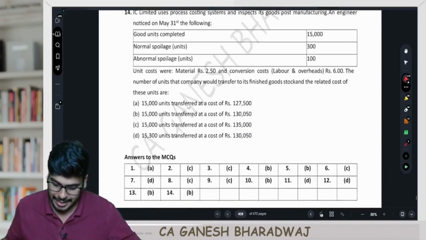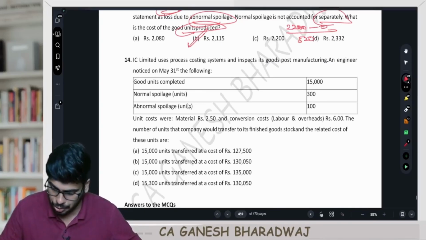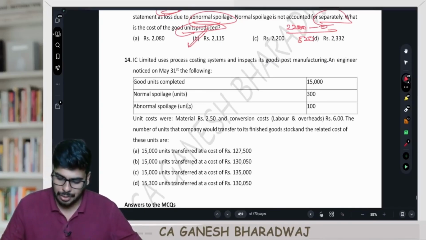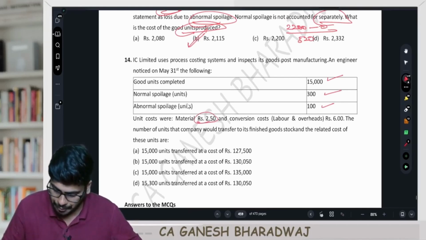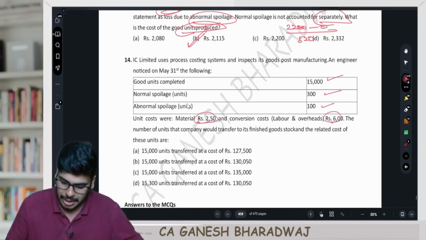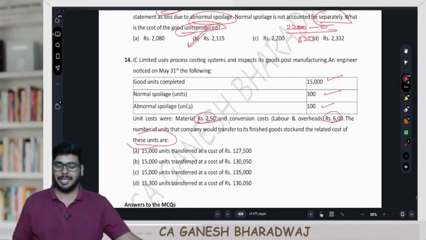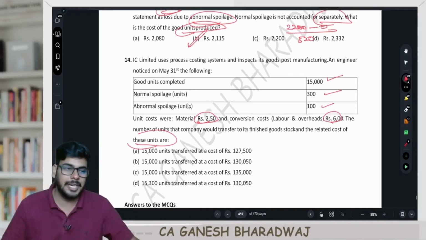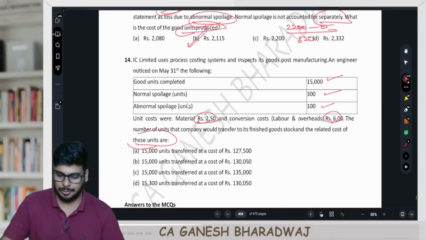Clear with this. Next, IC Limited uses process costing systems and inspects its goods post manufacturing. An engineer noticed on May 31st the following: good units completed 15,000, normal spoilage 300, and abnormal spoilage was 100. The unit costs were material 2.5, conversion cost, labor and overheads 6 rupees. The number of units that the company would transfer to its finished stock and the related costs of these units are A, B, C, D. They are asking you to find out the value of units completed and transferred, the number of units and the value of that. Quickly do and tell me how much is it.